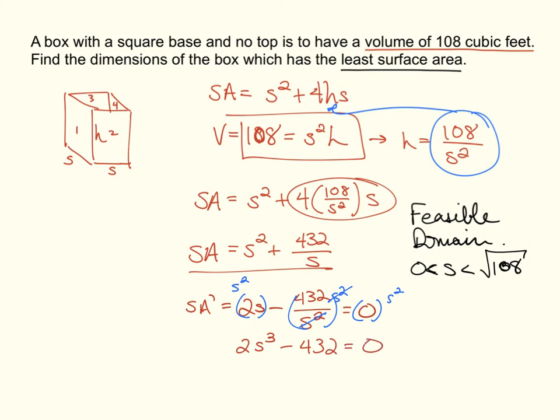When you add 432 to both sides, it's 2s cubed equals 432. And when you divide both sides by 2, you'll get s cubed equals 216. And that tells you that s equals 6. The cube root of 216 is 6. So there's a side there that will minimize the surface area of the box.